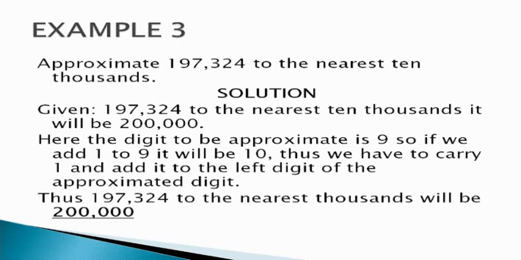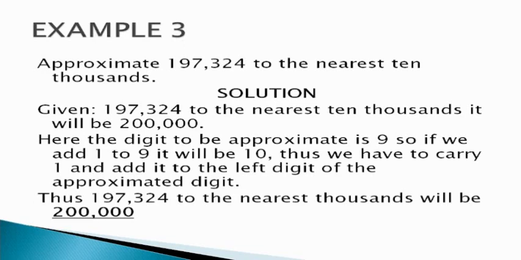So we look at the digit to the right of the digit to be approximated, which is 7. And we ask ourselves, is 7 less than 5 or greater than 5? 7 is greater than 5. So we have to add 1 to 9. 9 plus 1 you will get 10. So how will you write this number? Will you write 10 as it is? No. You write 0 and you carry that 1 and add it to the digit to the left, making it 2.